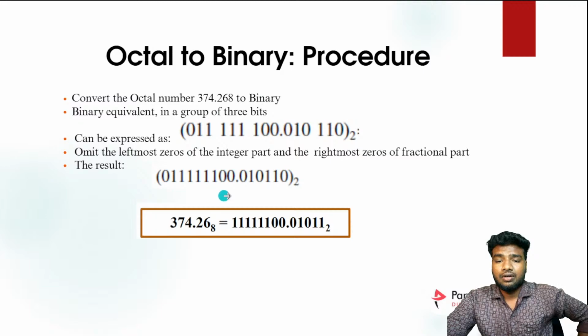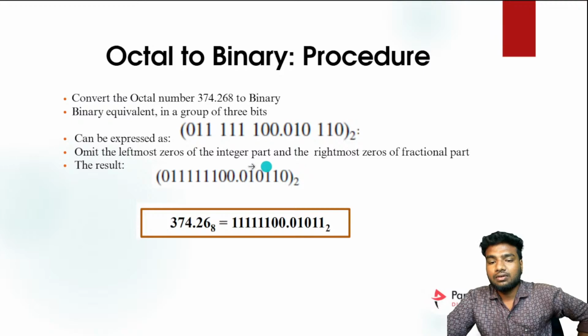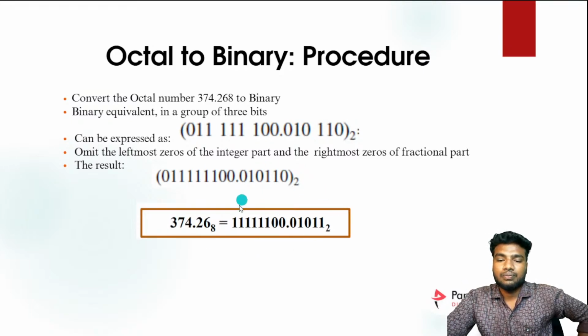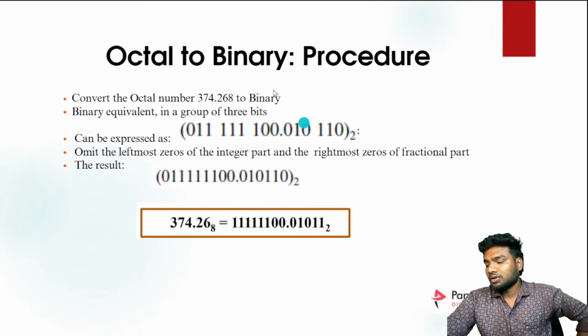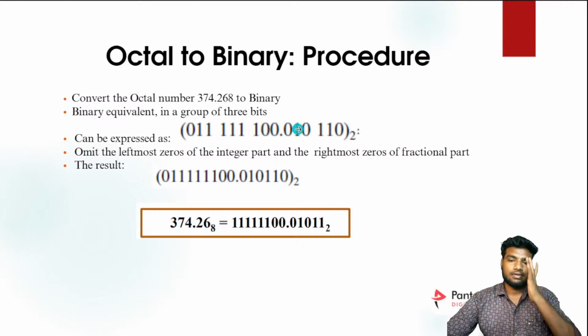After that we can neglect this 0, nothing will happen, but this is a rule. You have to neglect the unwanted 0s from the leftmost bit and rightmost bit, and then form the binary value. This is the binary value of 337. So this is the octal to binary conversion.